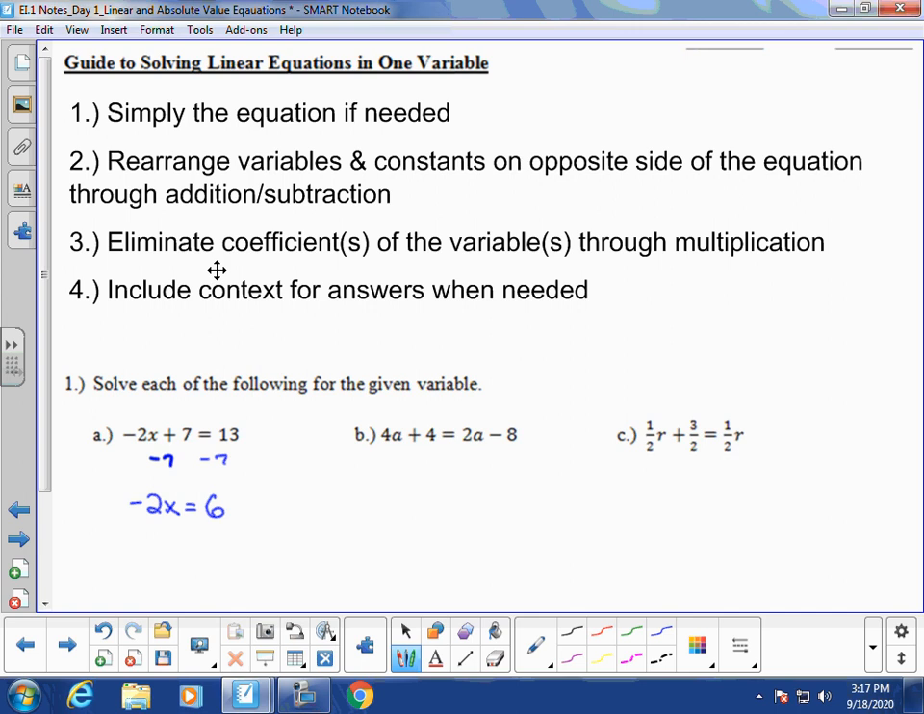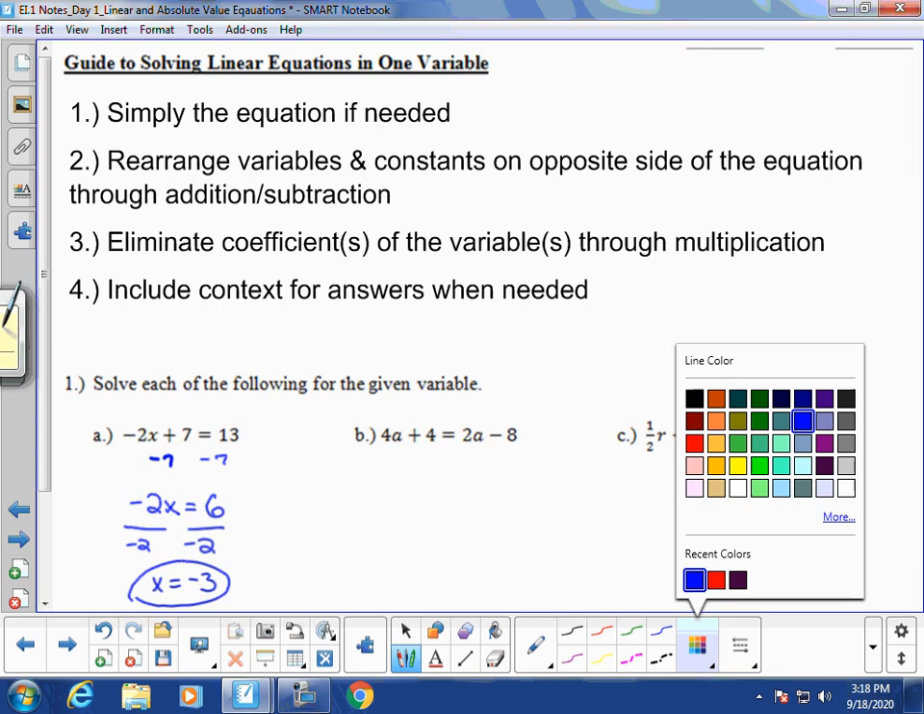Now I'm on step number 3, to eliminate the coefficients of the variable or variables through multiplication. There is a coefficient for our variable x. This coefficient is -2. I want to eliminate that by taking the inverse operation and dividing by -2. If I divide one side by -2, I want to make sure I divide both sides by -2. What I'll end up with here is x equal to -3. And so that would be my solution. We get a solution once we have isolated a variable on its own side by itself, away from a constant or an expression. Let's take a look at another example.